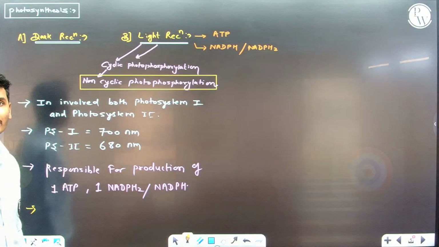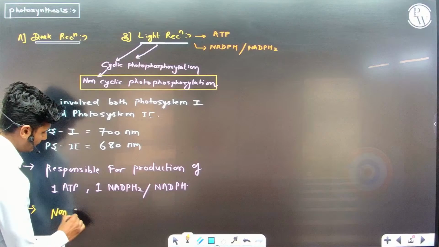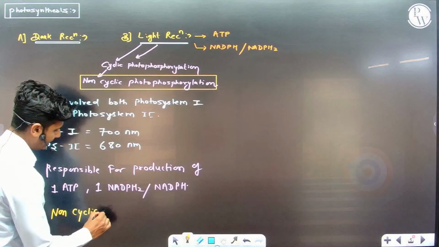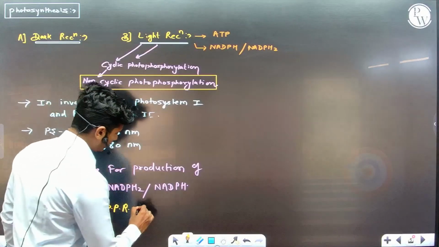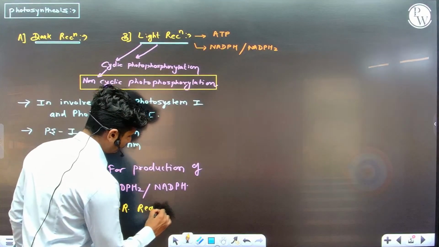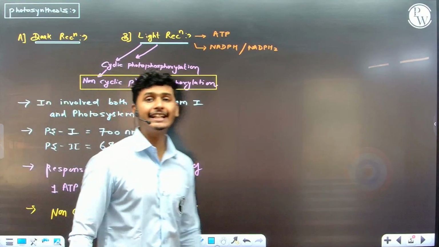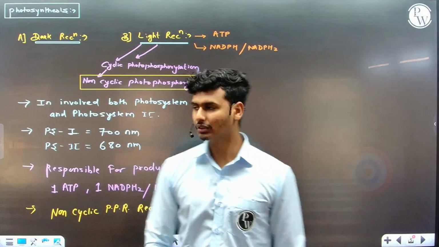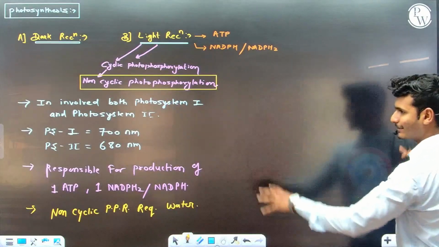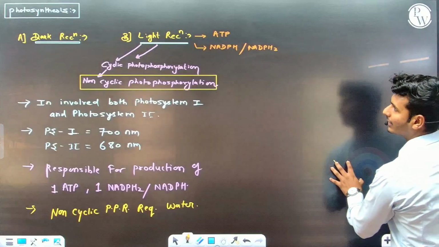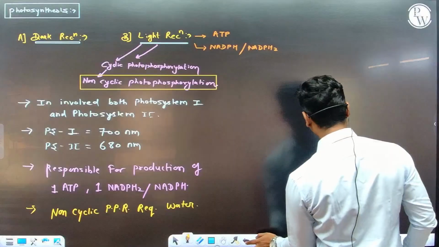Next important point, I am writing here that non-cyclic photophosphorylation requires water, meaning a splitting of water is carried out in case of non-cyclic photophosphorylation. Now here is a blank space. I am drawing here a non-cyclic photophosphorylation.